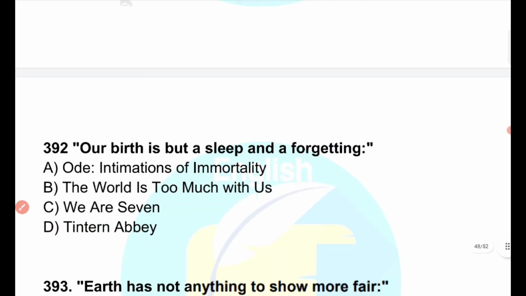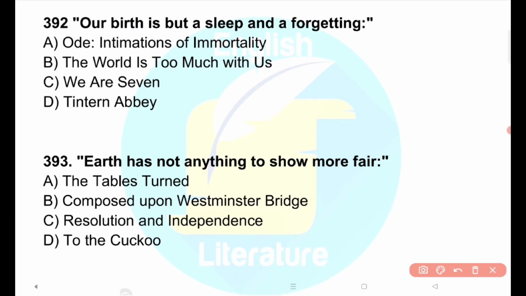Our birth is but a sleeping and forgetting. Option A, Ode: Intimations of Immortality. These lines are from Ode: Intimations of Immortality from Recollections of Early Childhood, 1807. Wordsworth expresses his belief in pre-existence, that the soul exists before birth and gradually loses its divine knowledge as it grows.